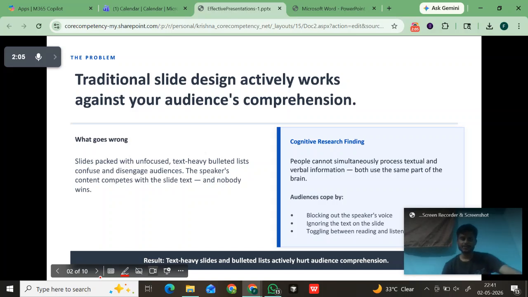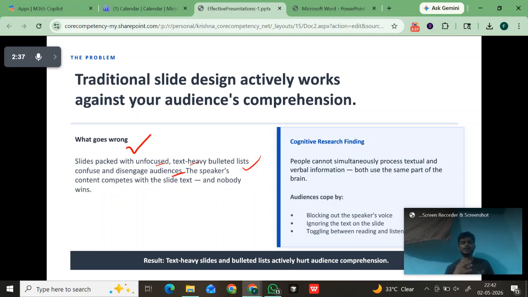So basically, when you are converting a text or voiceover into a slide design, how do we do it? First of all, let's understand what goes wrong. Slides packed with unfocused, text-heavy bulleted lists confuse and disengage the audience. Whenever your slide has bullet points, we think that we have chunked the information, but when learners see the bullet points, they can't make sense of these 5 to 6 bullet points. So we have to tackle that.